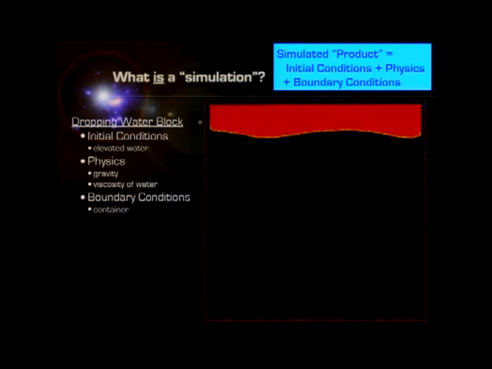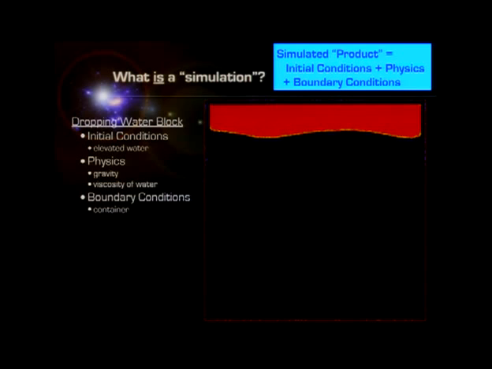So let's look at a few different simulations. This is a very, very simple one, just taking, say, a block of water and dropping it. Now you can imagine what's going to happen in your mind. This water is going to fall down, it's going to hit the ground, it's going to splash. And so, in this particular case, thinking of how I just described the simulation as a combination of initial conditions, physics, and potentially boundary conditions.